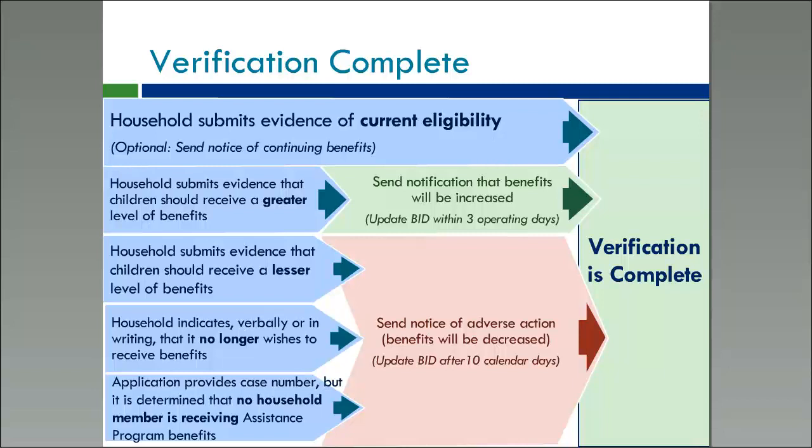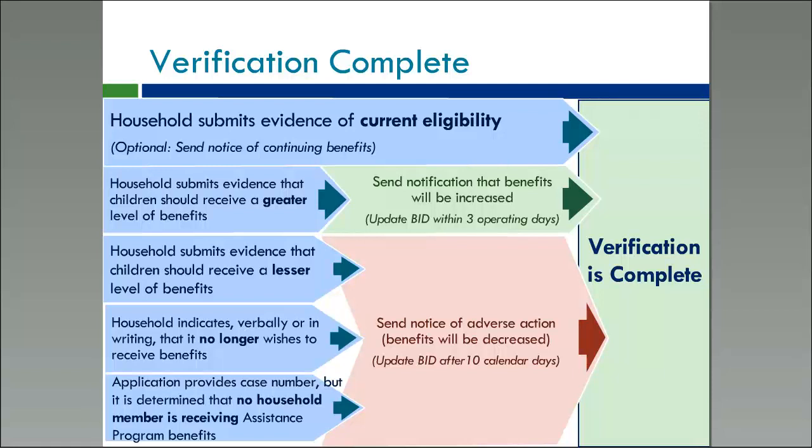So this chart shows when verification is considered complete. Remember, you have to complete verification by November 15th, so make sure one of these happens by November 15th. If the household submits evidence of their current eligibility, then verification is complete, and it's optional to send a notice of continuing benefits, but you don't have to. There is an example of that notice in the verification guidance handbook.